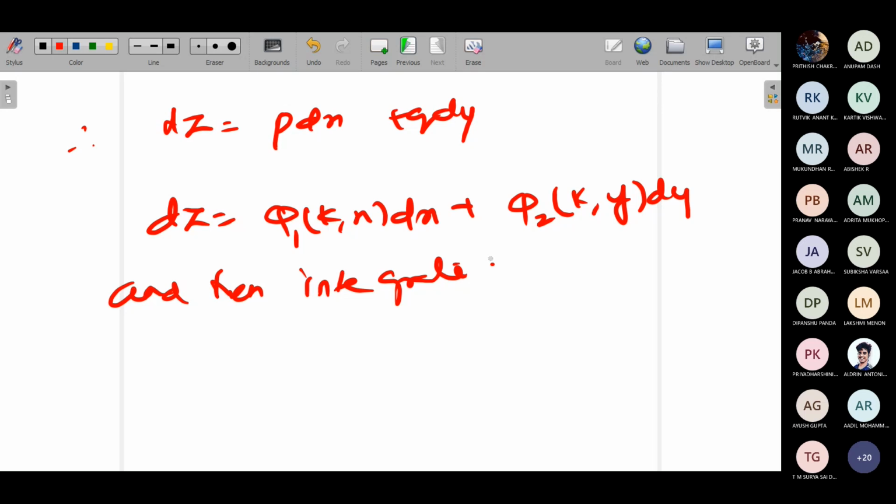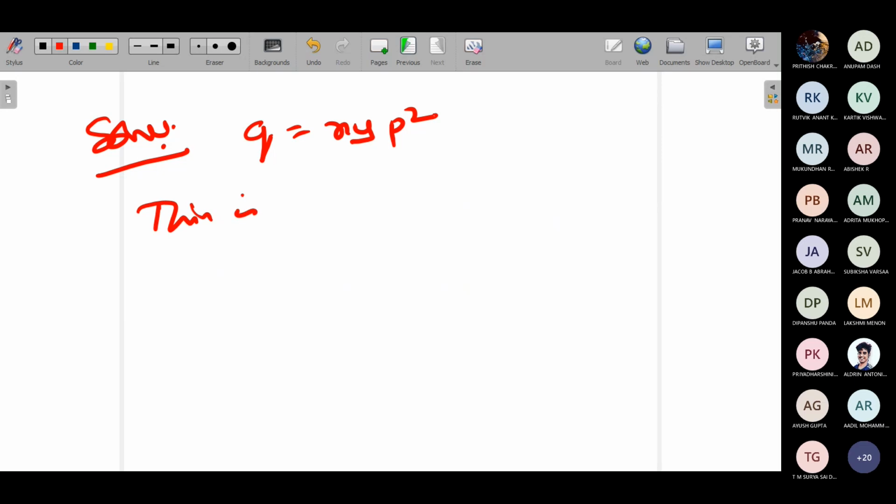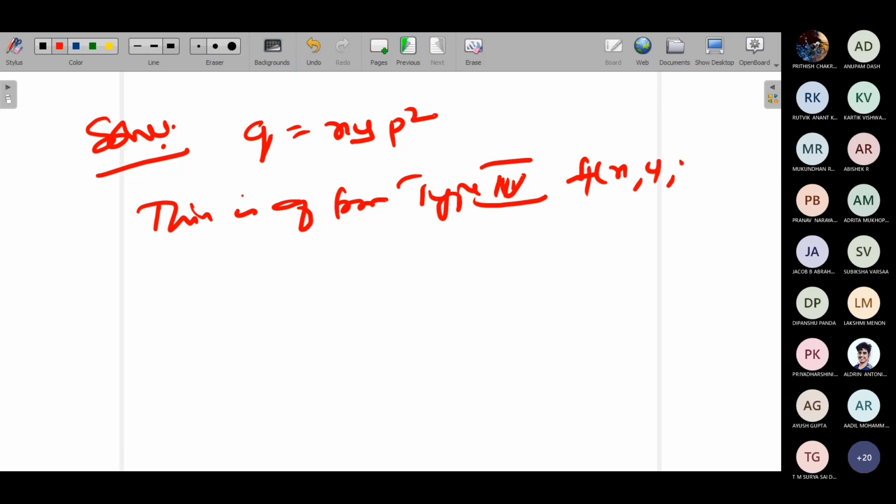We can take down one problem which involves x, p, q, and y. Solve q is equal to xy p square. This is of the form type 4. Type 4 means an equation involving x comma y comma p comma q equal to 0.